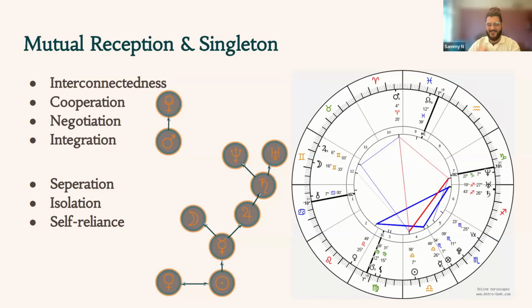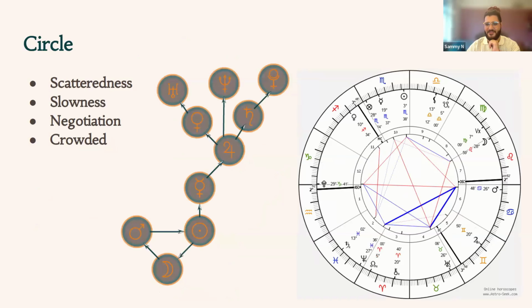Yeah, exactly. So speaking of directions, sometimes you have a case where things get a lot more scattered, and that's where you get a circle. And a circle tree is, as my keywords suggest, a lot more all over the place. I've said scatteredness, slowness, negotiation, and crowded.